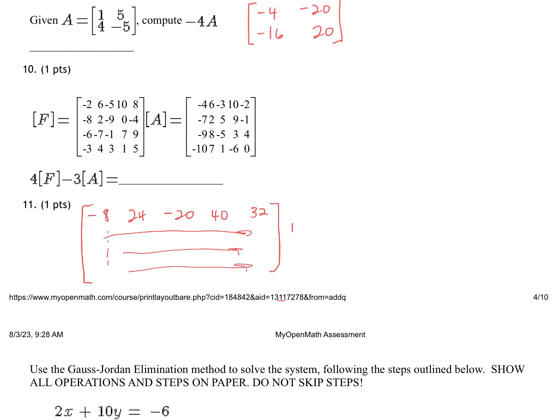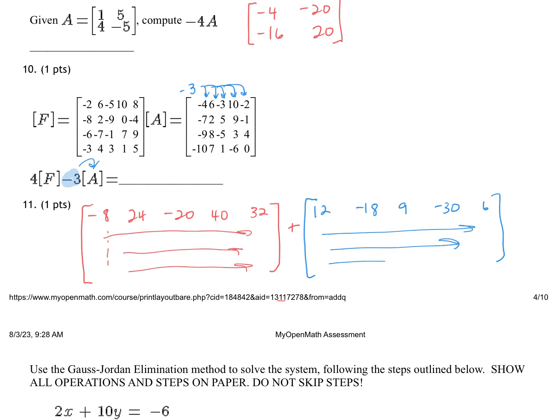And then I'm going to add, because I'm going to multiply -3 by everything in A. So -3 times each element. Okay, so if I'm just doing the first row for you for an example, I would have 12, -18, 9, -30, and 6. And then again, I would multiply all the other 3 rows, each element by -3.